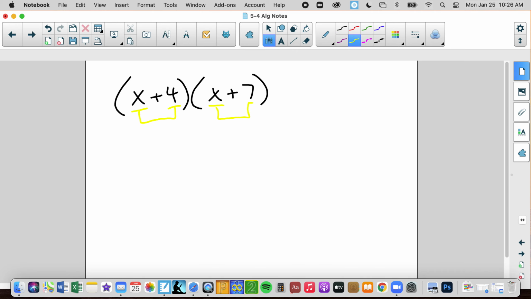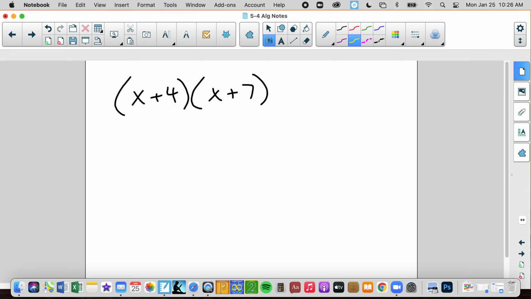This is a binomial because it's two terms. So anything with two terms is considered a binomial. Three terms, trinomial. More than three would be polynomial. These are all also called polynomials, but we can categorize them by the number of terms: monomial 1, binomial 2, trinomial 3, polynomial more than that. So in this case, we have multiplying binomials.